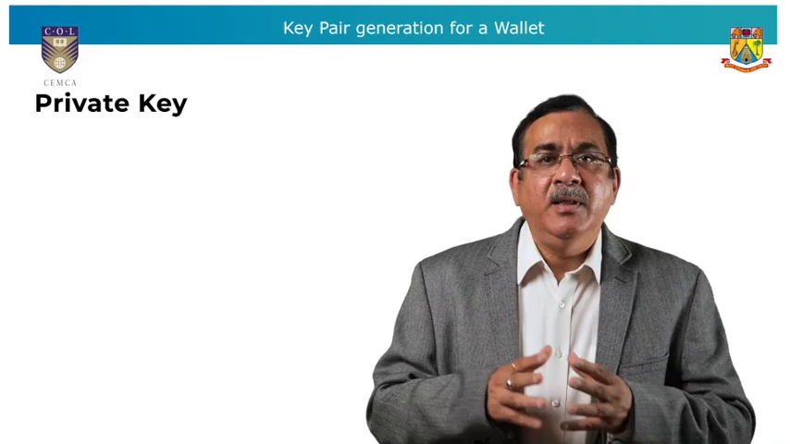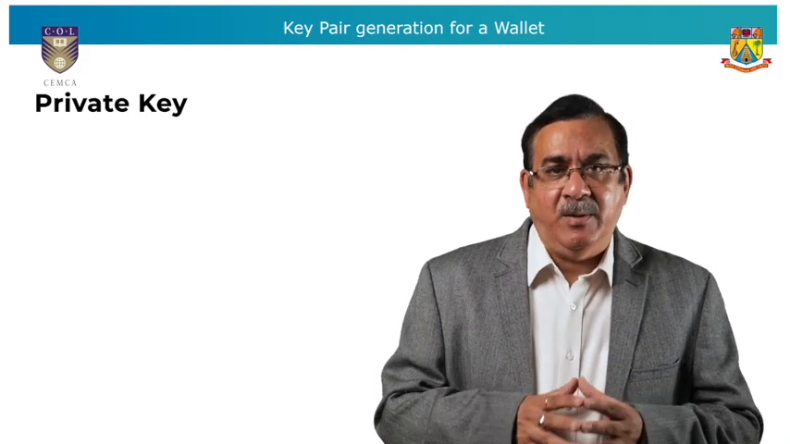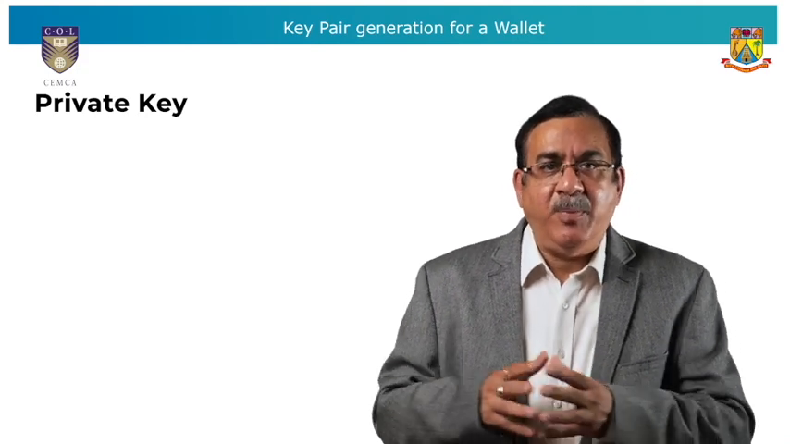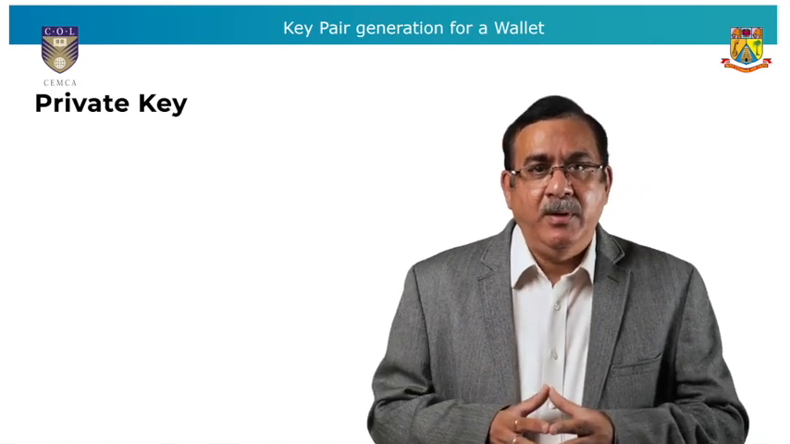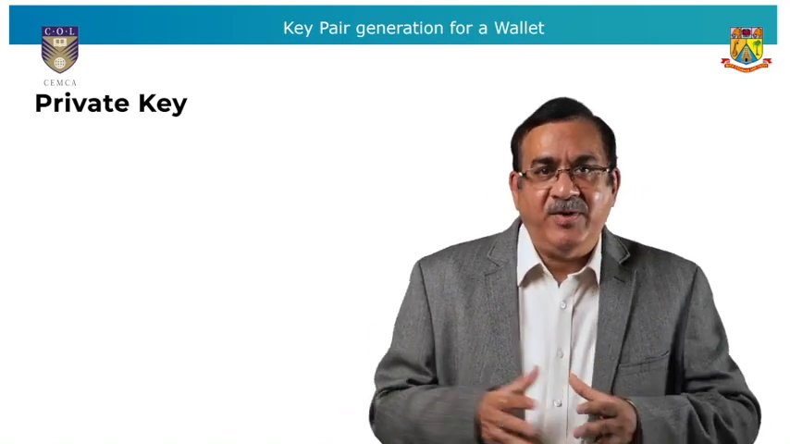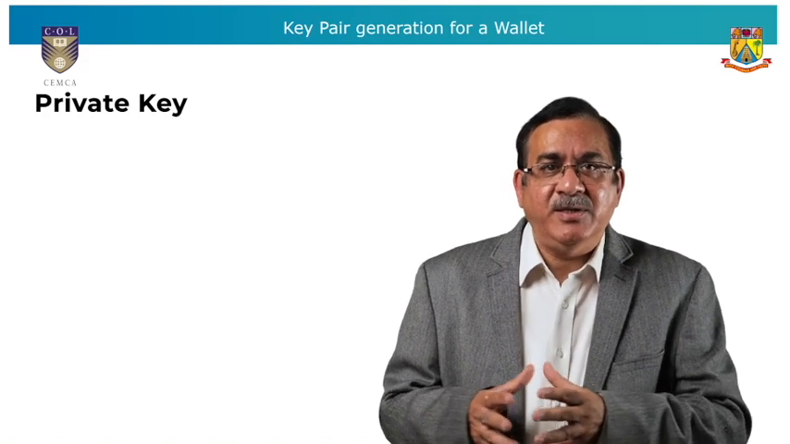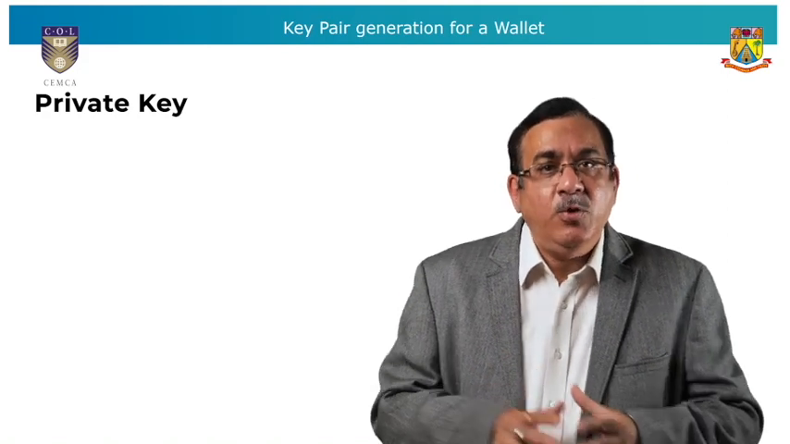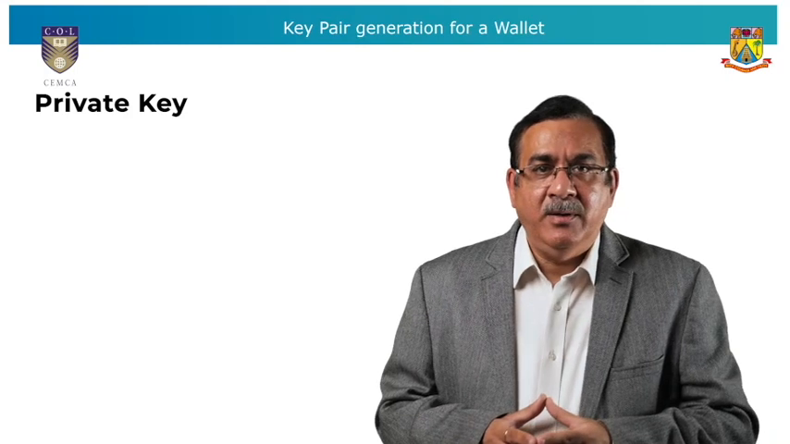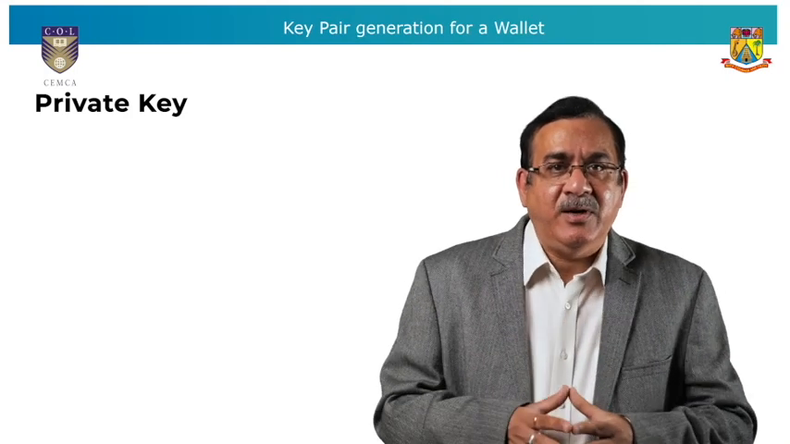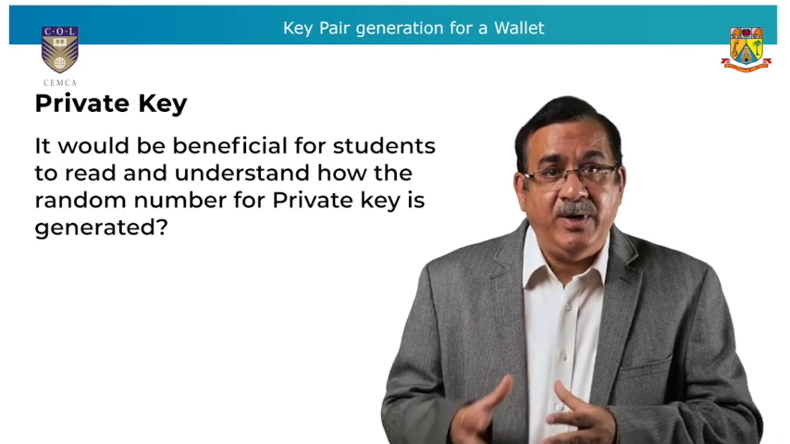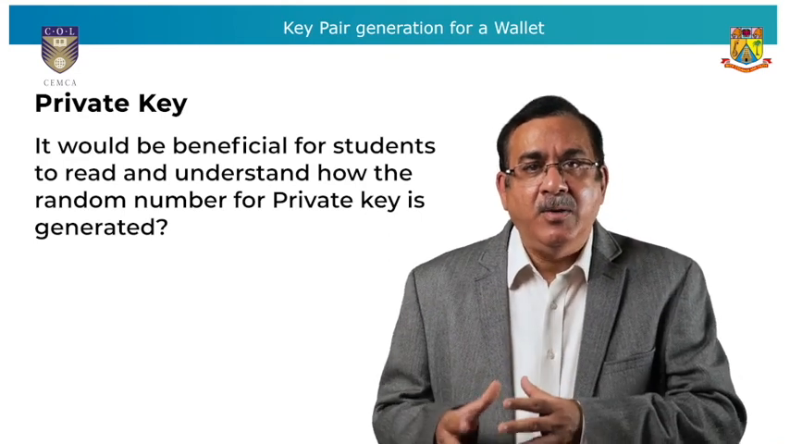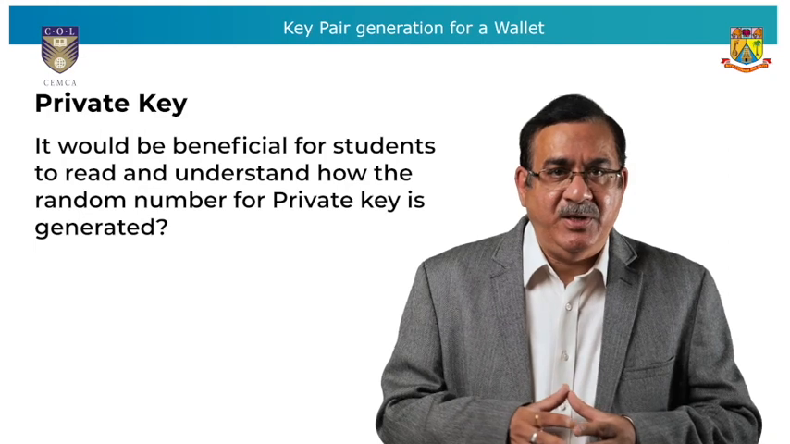Private key. The Bitcoin private key is just a number. You can pick your private keys randomly using just a coin, pencil, and paper. Toss a coin 256 times and you have the binary digits of a random private key you can use in a Bitcoin wallet. The public key can then be generated from the private key. It would be beneficial for students to read and understand how the random number for the private key is generated.